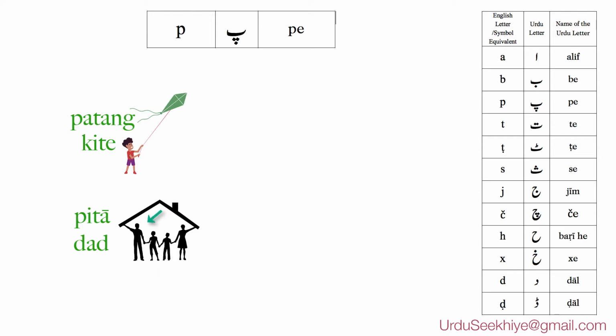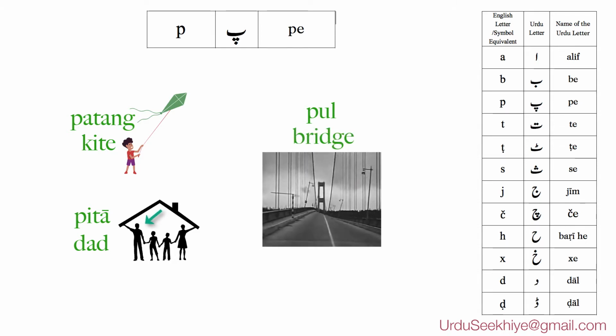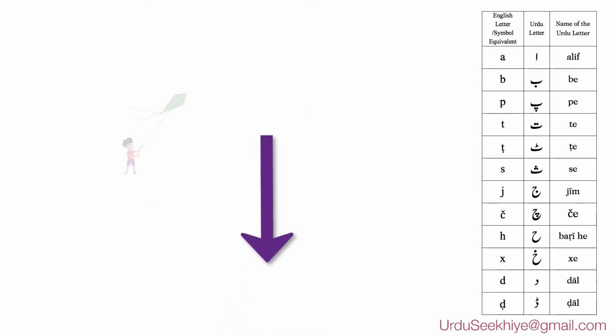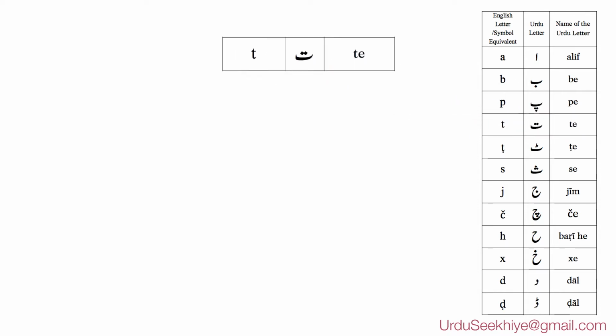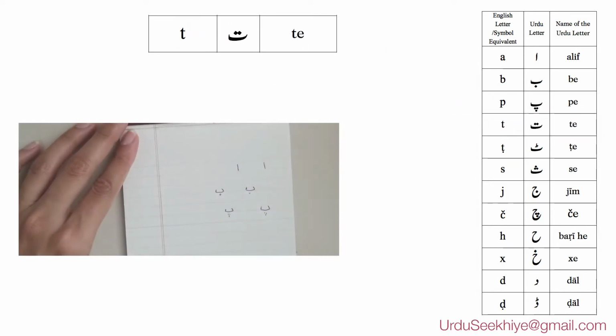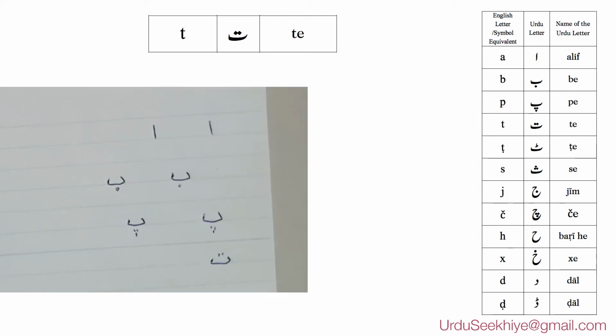The final example is pul. Pul means bridge. Next letter, te. In written form, it's the same as be and pe, except it has two dots on the top.